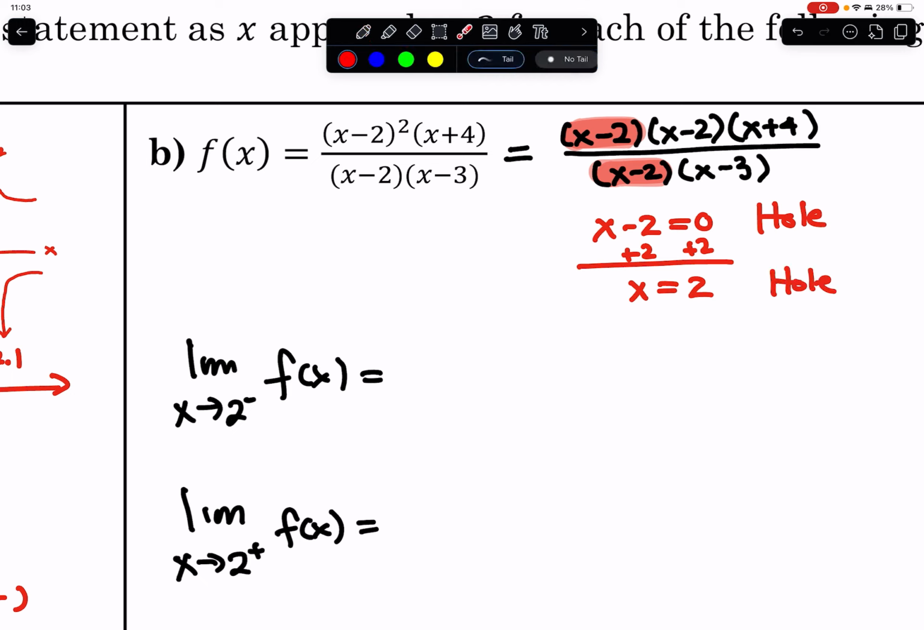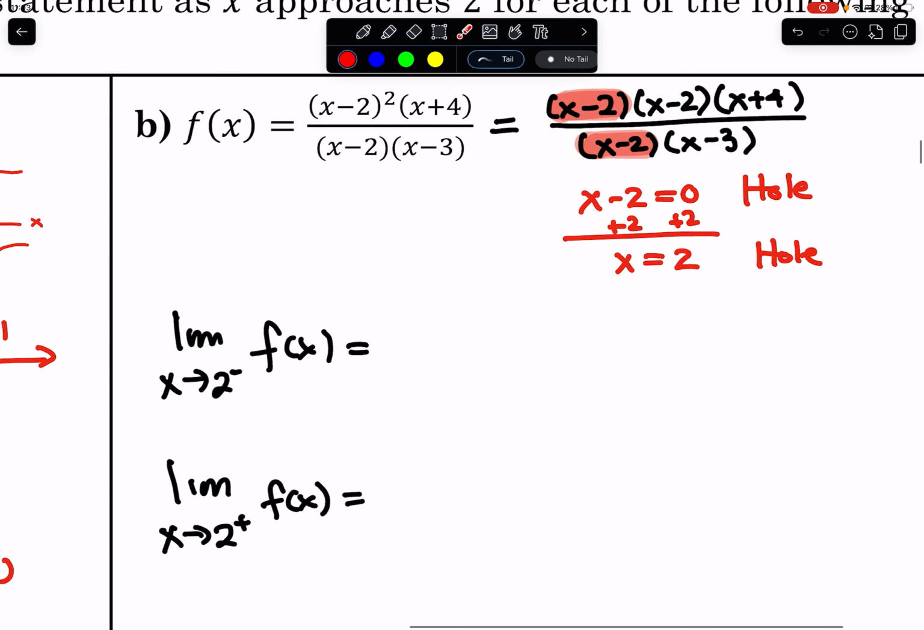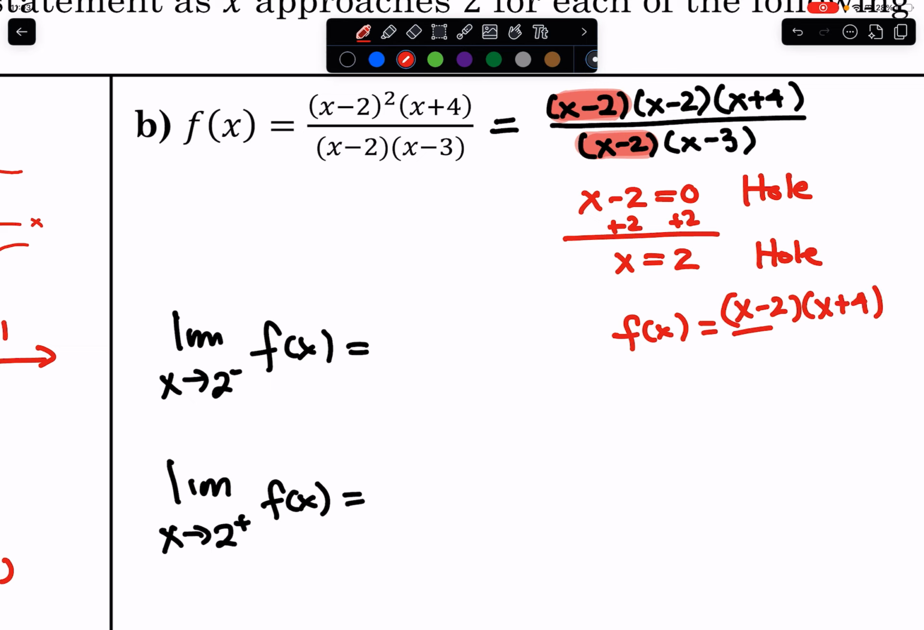Now I know there's another x minus 2 on the top, but this one only needs to reduce with one of them on top. As long as this reduces with one of them on top, then we're going to end up with a hole. Notice that x minus 3 doesn't match up with anything there. So at x minus 3 equals 0, that's going to be a vertical asymptote. Since we have a hole at x equals 2, we're going to fill in the hole by reducing this out and having f of x equal to x minus 2, x plus 4, and x minus 3 in the bottom.